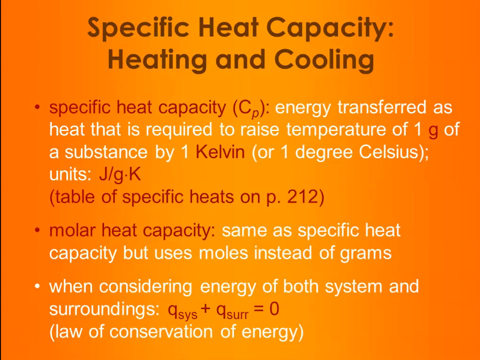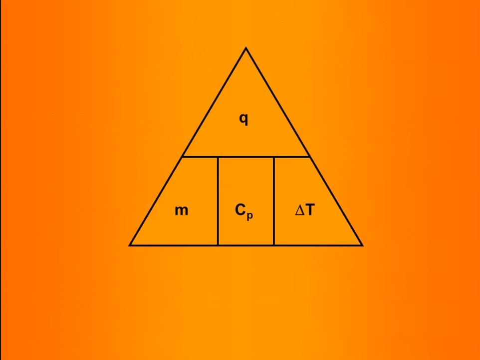Again, just a reminder that if the system's losing energy, the surroundings has to gain that quantity in equivalent, and if the system's gaining energy, the surroundings have to lose that energy. So if you like the triangles that you might have seen in your first chemistry class, this is one for that particular equation, Q equals m Cp delta T. Hide the variable you're looking for, and it shows you how to arrange the variables for the one that you're solving.